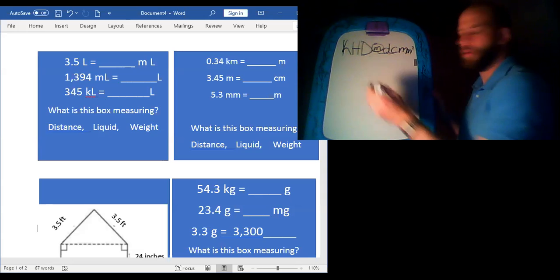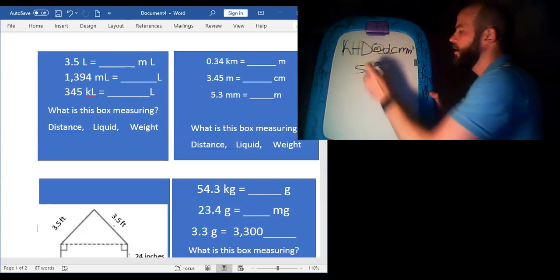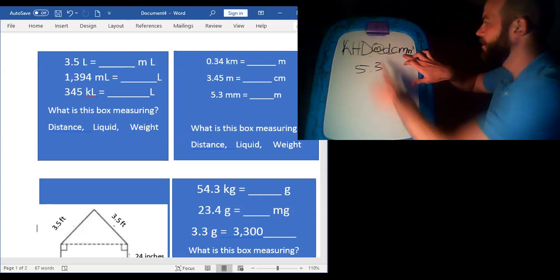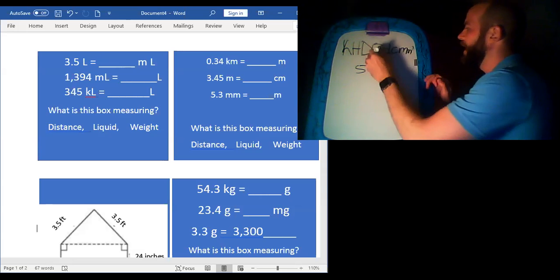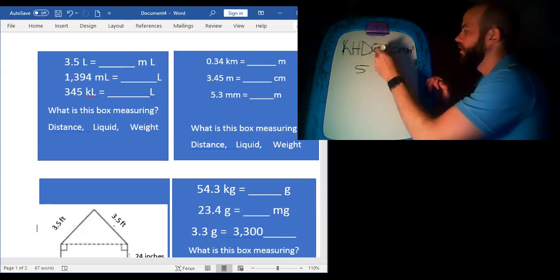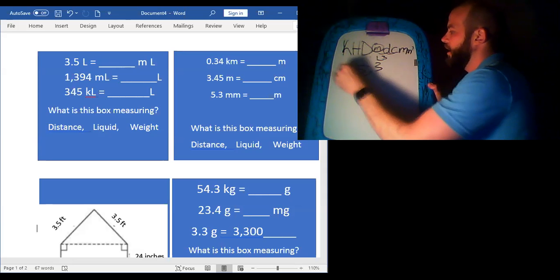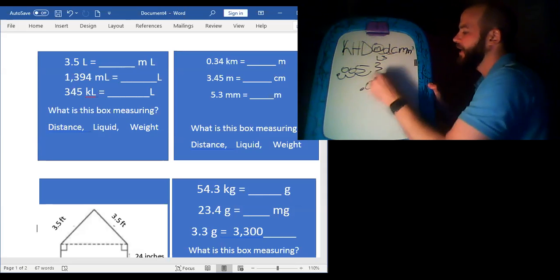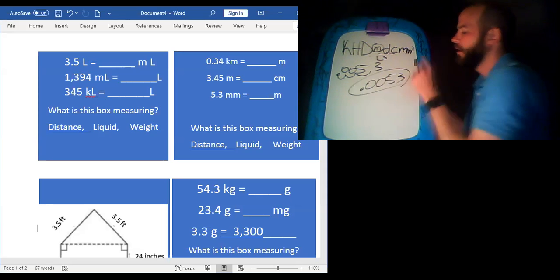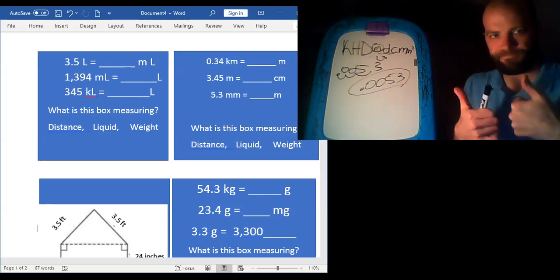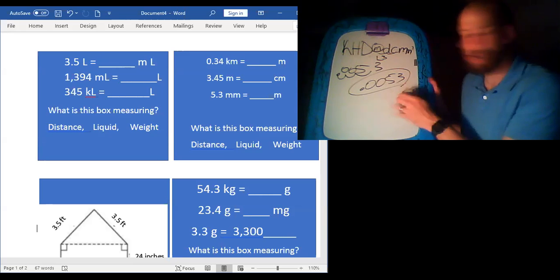And now 5.3. I'm at millimeters and I'm going to meters. I'm going to move left. 1, 2, 3. Left 3. Left 1, 2, 3. It turns into a teeny tiny 53 10,000ths. Done with that box.